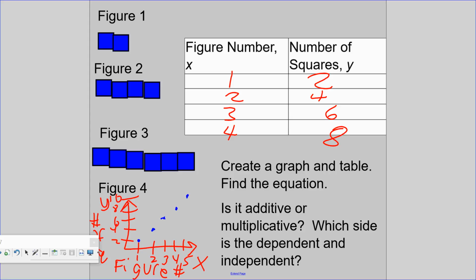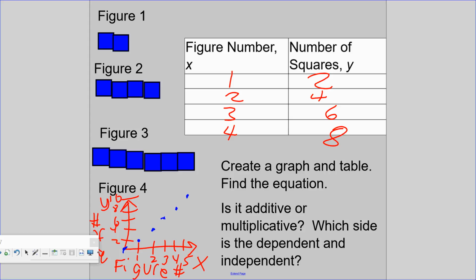What if I had figure 0? Would there be any squares to be had? None. 0 squares. So will we connect the dots or not? No, you will not connect it. So it is not continuous. It's called discrete. Discrete means each one of these represents its own itty bitty dot because we can't have half of a figure. I don't want a fraction of a figure. I want figure 1, figure 2, figure 3, figure 4. So that is my graph.